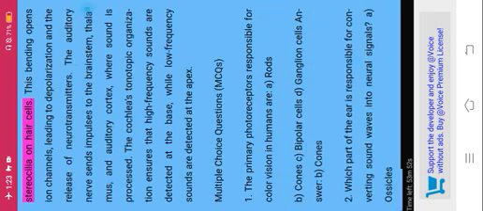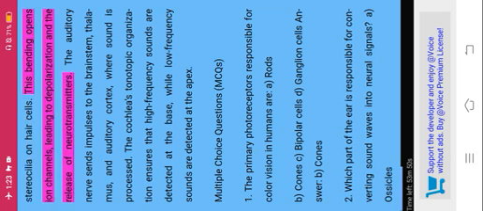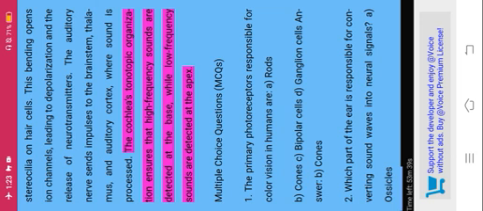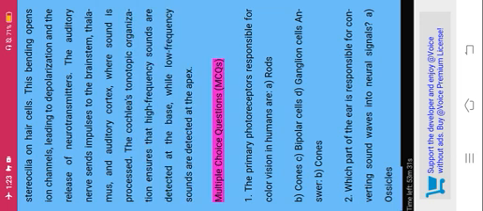Mechanism of sound transduction in the cochlea. Vibrations in the basilar membrane bend the stereocilia on hair cells. This bending opens ion channels, leading to depolarization and the release of neurotransmitters. The auditory nerve sends impulses to the brainstem, thalamus, and auditory cortex, where sound is processed. The cochlea's tonotopic organization ensures that high-frequency sounds are detected at the base, while low-frequency sounds are detected at the apex.